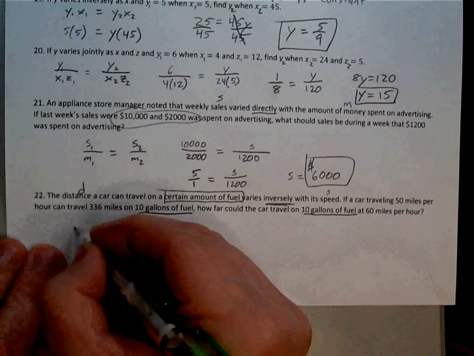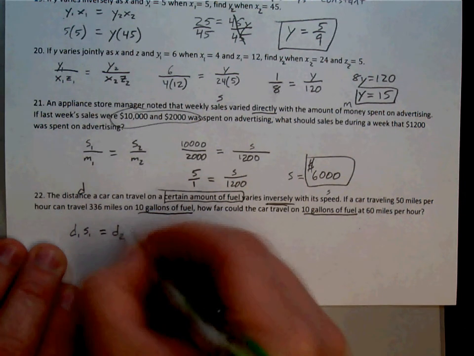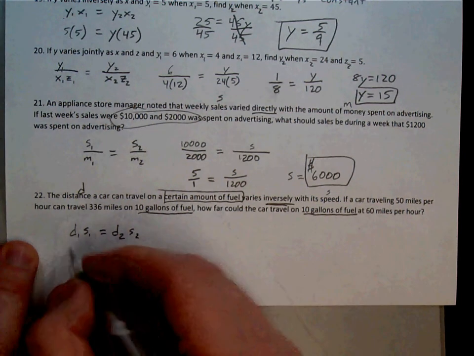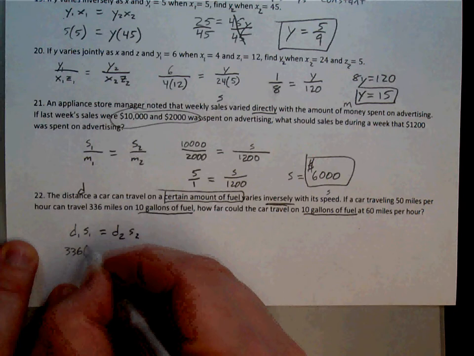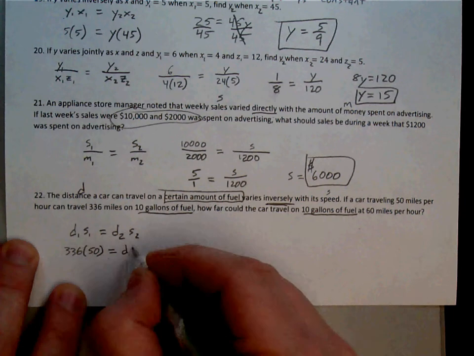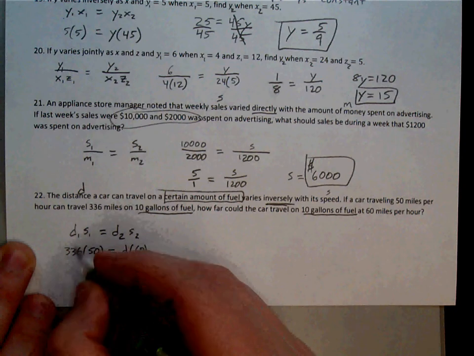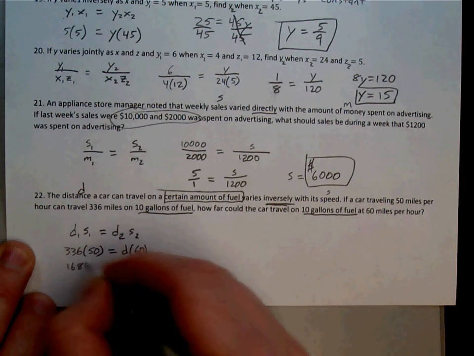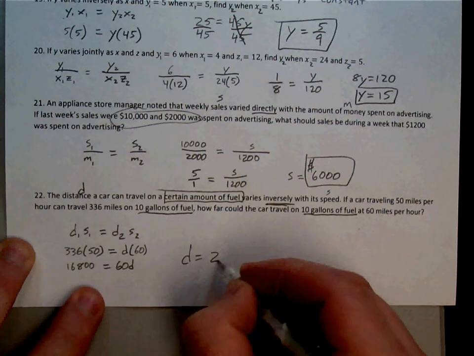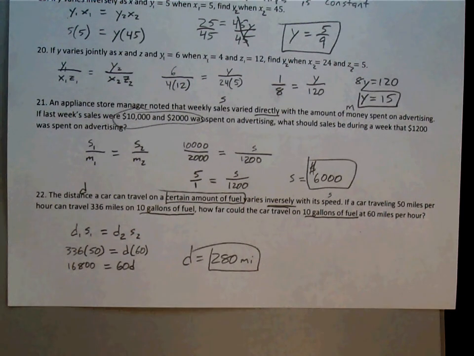We'll call speed S. So distance varies inversely with speed, so d1 s1 equals d2 s2. So 50 miles per hour, that's your speed. Your distance is 336. So 336 times 50. We're trying to figure out the distance when the speed is 60 miles an hour. So 336 times 50 is 16,800, equal to 60d. Divide by 60, we see the distance would be 280 miles is how far he would go if he's driving 60 on 10 gallons of fuel.